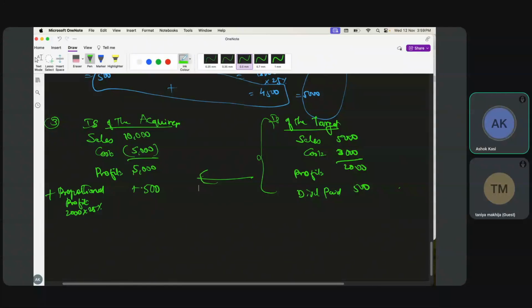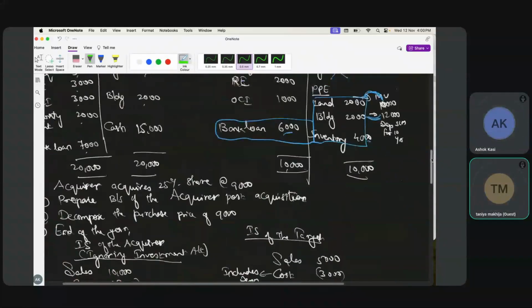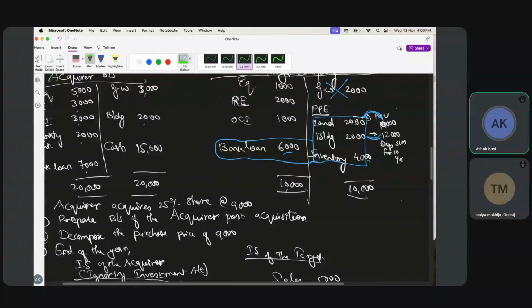Okay. Now, while taking the profit, there is one more thing that you should be careful about. Another one is depreciation. Why depreciation? Because remember, we have taken the market value of the assets. Land is not depreciable, so leave that one. Here, 10,000 extra we have taken. This 2,000 depreciation they must have already given. The remaining 10,000 is what we have added, no?